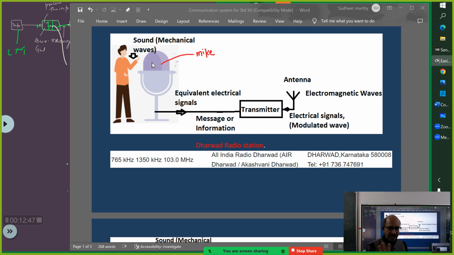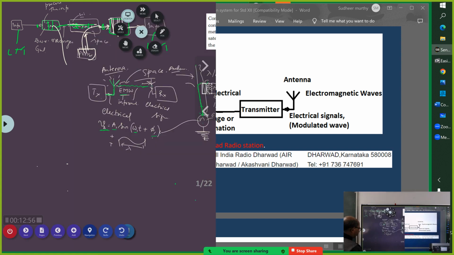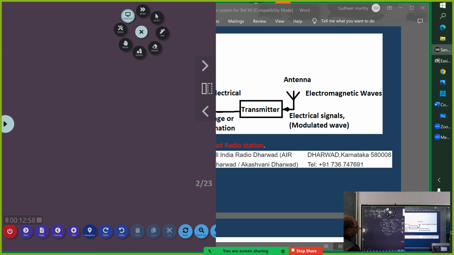Okay, did I make it clear? Sound signal into equivalent electrical signal. If I want to put it in a nutshell for you, if the sound signal is like this, I am representing it in the form of a wave, then its electrical equivalent will have exactly the same shape. Correct?